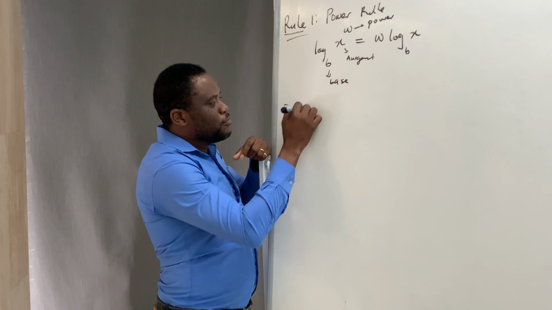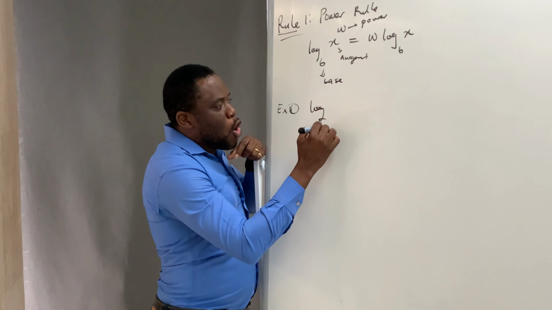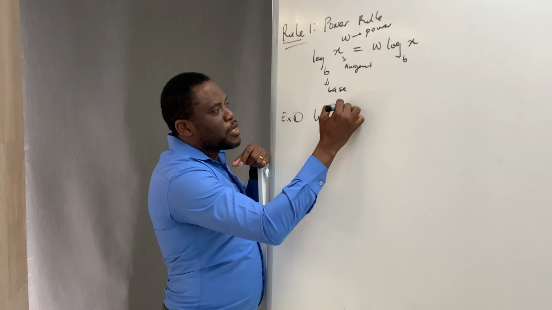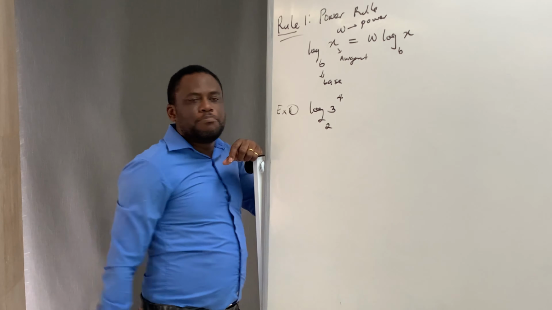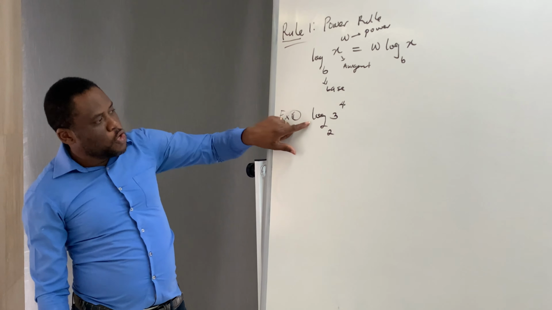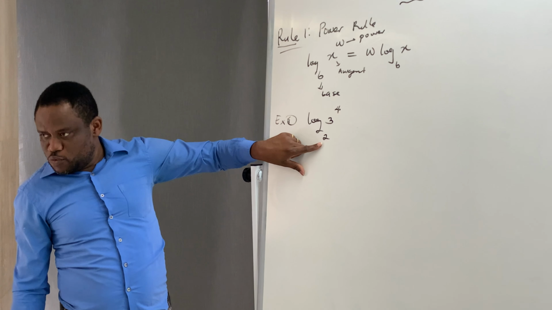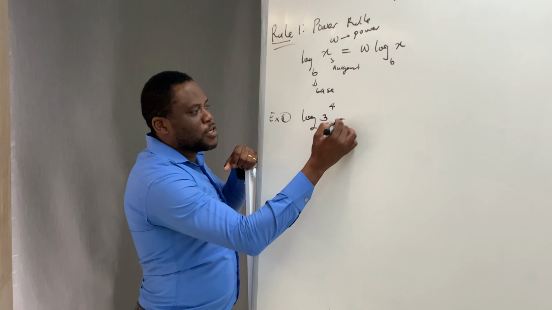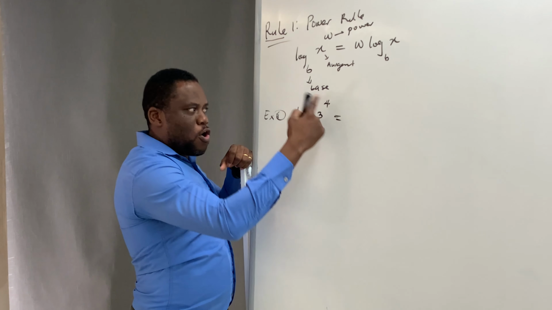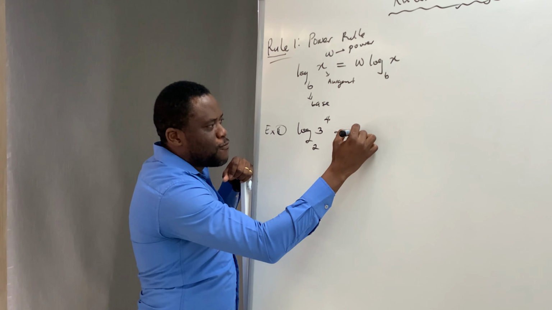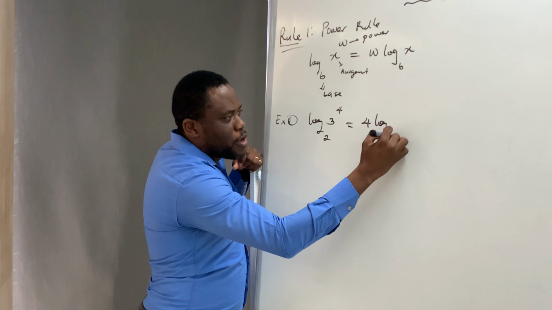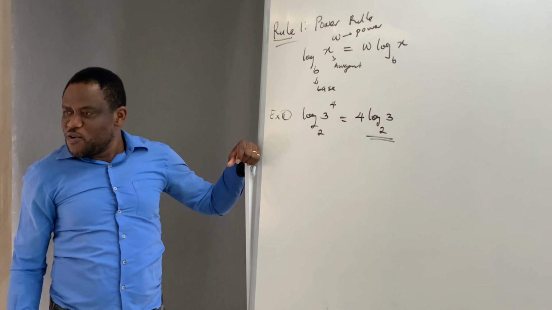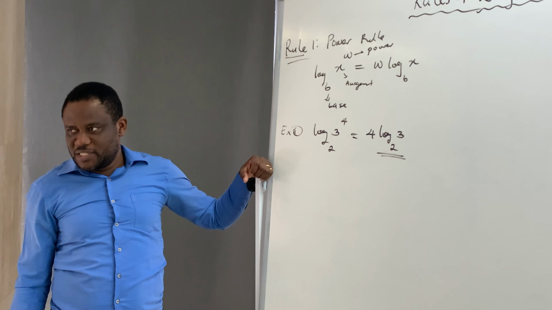Let's say we have log in base 2, 3 to the power of 4. What does the law say? The 4 goes to the back. So we have 4 log in base 2, 3. Finish. It's a rule. These are very important.